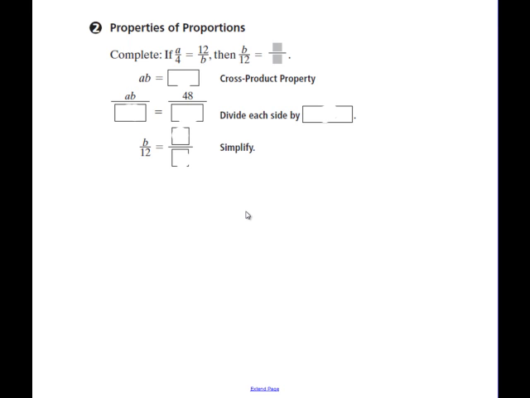They give us a proportion, right? A over 4 is equal to 12 over B, and then they want to know then B over 12 is going to be equal to what? So we can do this pretty manually, right? The instructions that they give here, they have you do the cross product first. So we know that A times B is going to be equal to 4 times 12, which is 48.